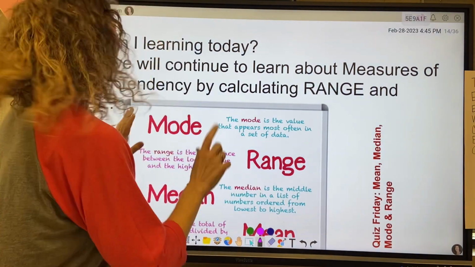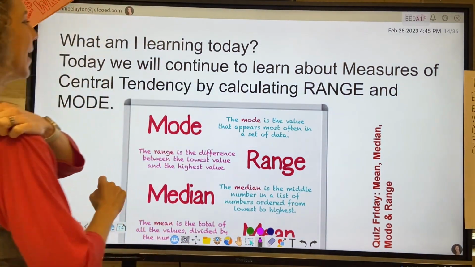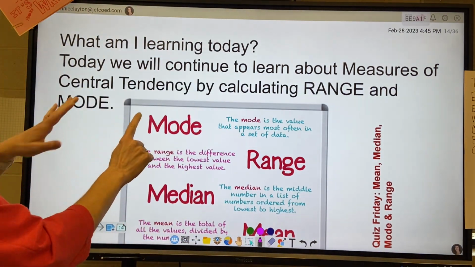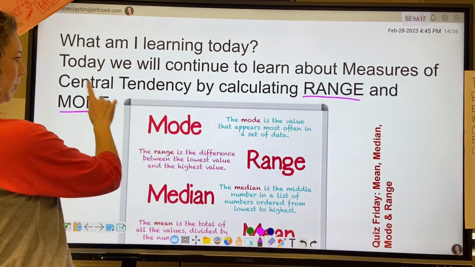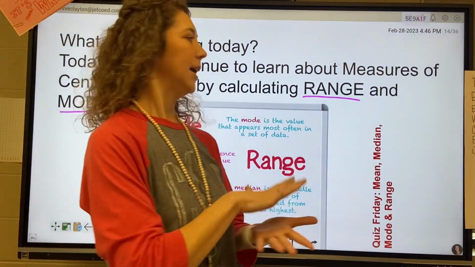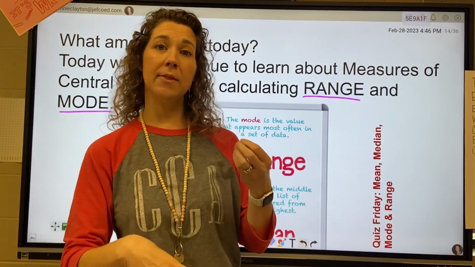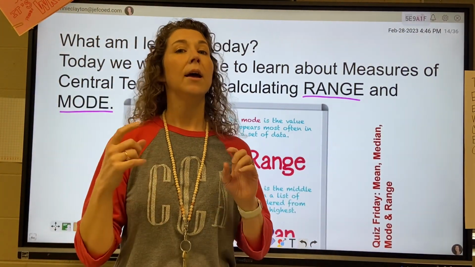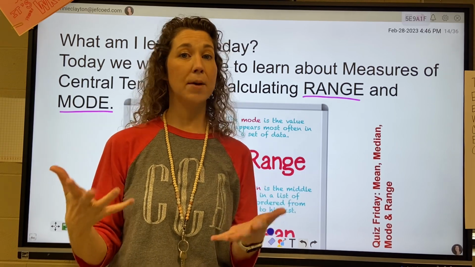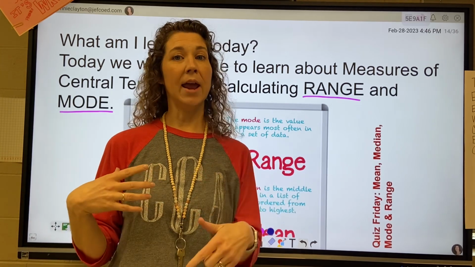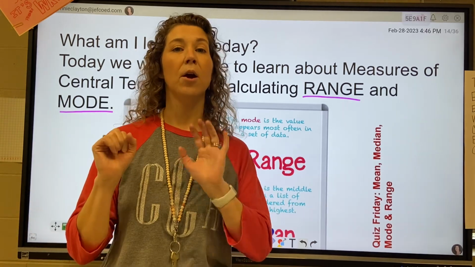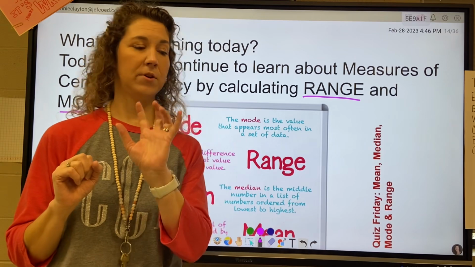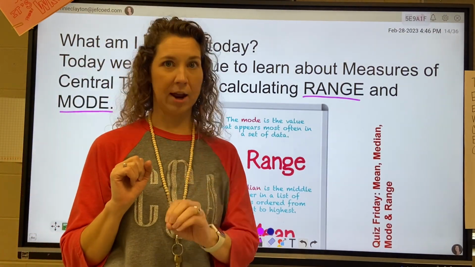Okay, all right, we're gonna get to that song in a minute. So today we are going to calculate range and mode. And in the song, it says the mode is the one that you see the most. So mode is the one you're gonna see the most often. And then the range is the difference between, so range is gonna be difference. And if you remember difference, that is subtraction.